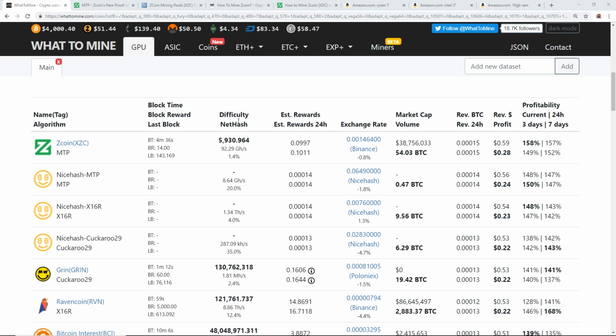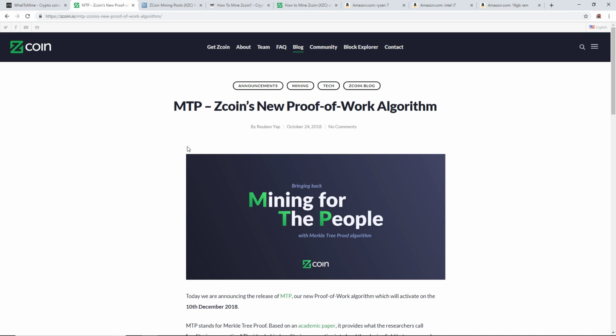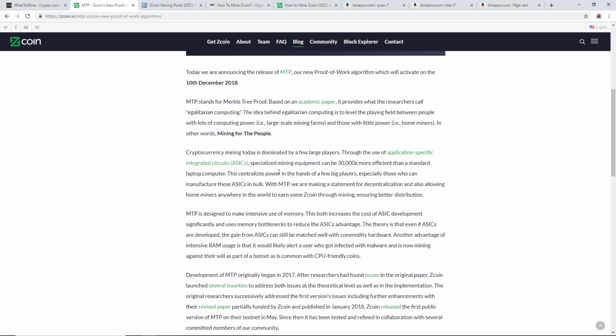So, I'm going to talk about Zcoin and how hard it is to mine Zcoin. Basically, the requirements for the new MTP, the Merkle tree proof algorithm, is quite memory and CPU intensive. But I'm going to go through the history first and basically the announcement that happened back on October 24th. It's been a while, but I just want to talk about why they've moved to MTP.